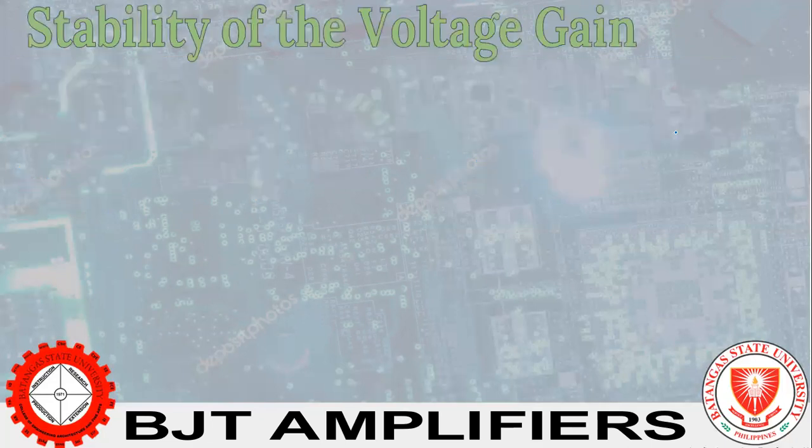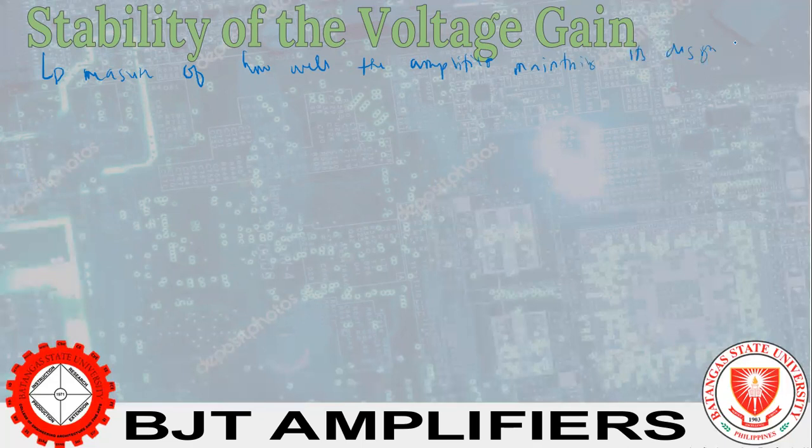Tayo sa stability ng voltage gain. So, to make it stable. So, yung stability is a measure of how well the amplifier maintains its design values. Parang nagme-maintenance lang tayo dito, ano? So, over changes in temperature or a transistor with a different beta.